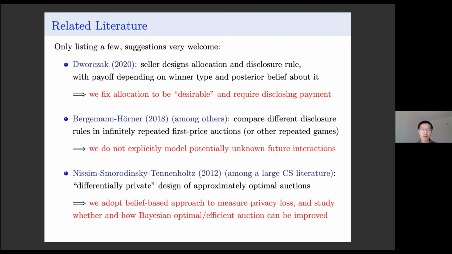And then, of course, speaking about privacy, one cannot not mention the differential privacy approach that is very popular in the computer science literature. In our project, we're adopting a Bayesian approach that is based on how the posterior belief differs from the prior belief. We use this to measure privacy loss, and in this framework, we can study whether and how a Bayesian optimal or efficient auction can be improved. Whereas in the differential privacy literature, because of the way differential privacy is defined, it requires randomizing over allocations, and therefore one cannot get a fully efficient allocation to begin with.